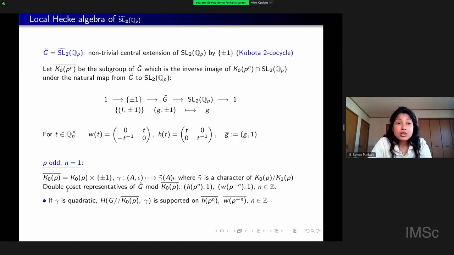So let's begin. Let's take SL_2 tilde (Q_p) to be, by definition, a non-trivial central extension of SL_2(Q_p) by plus minus one, given by some two-cocycle, Kubota's two-cocycle. Just to imagine things, it's essentially given by this short exact sequence, where the two-cocycle is sort of hidden. Okay, so that's my G tilde.